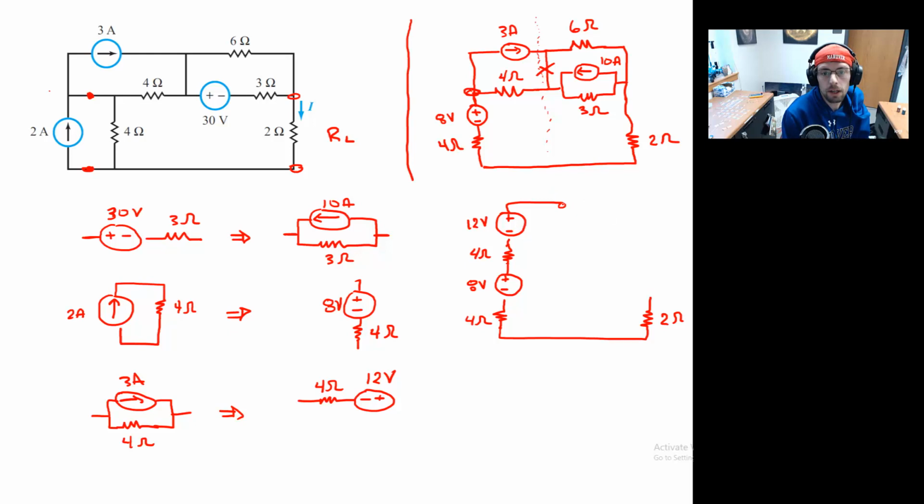And I'm going to go ahead and redraw this upper right-hand portion. And I will draw it in a slightly more suggestive manner. We have our 6 ohm. We have our 3 ohm. And we have our 10 amp supply.